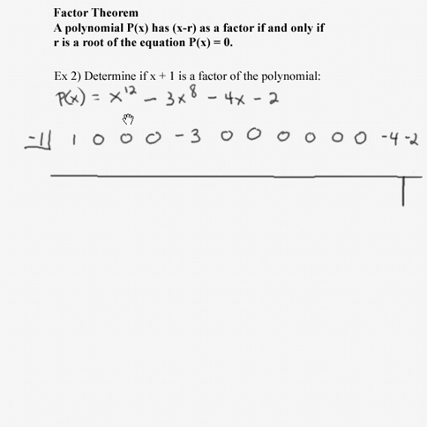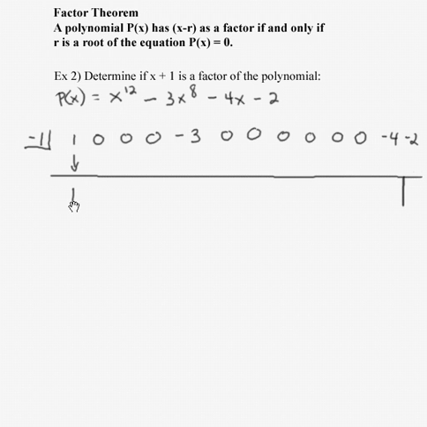0x to the 11th, 0x to the 10th, 0x to the 9th, negative 3x to the 8th, 0 for x to the 7th, 0 for x to the 6th, 0x to the 5th, 0x to the 4th, 0x to the 3rd, 0x squared, minus 4x, and negative 2. Now we're not asking to find p of some number, we're asking to divide. And when we divide, that's when we take the opposite. So if my divisor is x plus 1, I want to use negative 1 here for synthetic division.